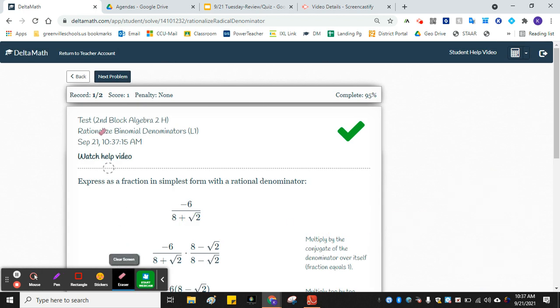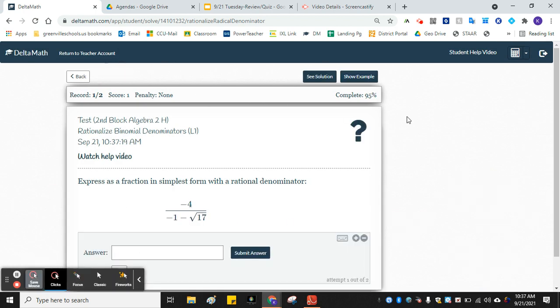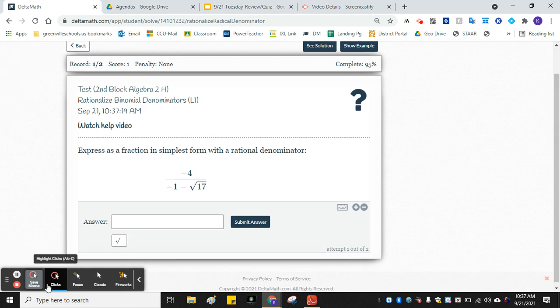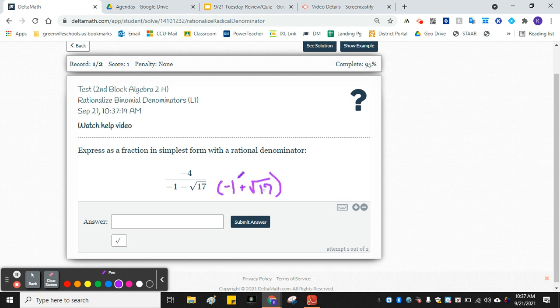All right, let's do one more. Multiplying by the conjugate. You're only changing the sign of the middle term. So this is still going to be negative 1 plus the square root of 17. Negative 1 plus the square root of 17. Distribute up top. Positive 4 minus 4 square root of 17.